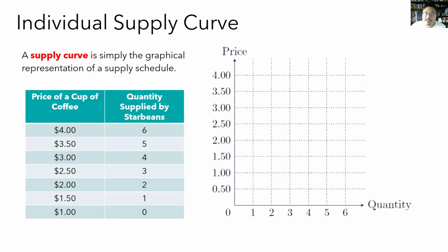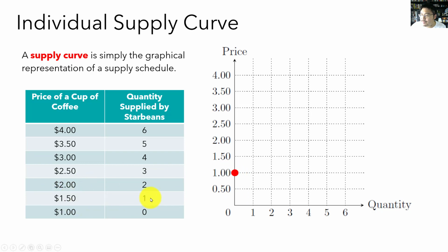And now let's translate Star Beans' supply schedule to a supply curve. Again, we're going to put price on the y-axis and quantity on the x-axis. And this time, let's actually start from the bottom. So at a price of $1, Star Beans is going to want to sell 0, so that's right here.